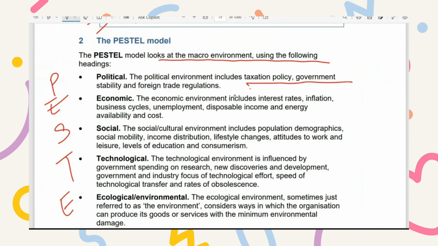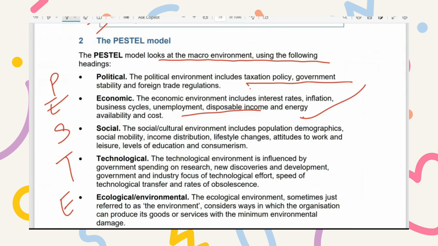The political environment includes taxation policy and government stability. The economic environment includes the interest rate, inflation, business cycle, and unemployment. When you start a business, you look into all these macro areas before jumping into your business activities. This is the way political analysis works.